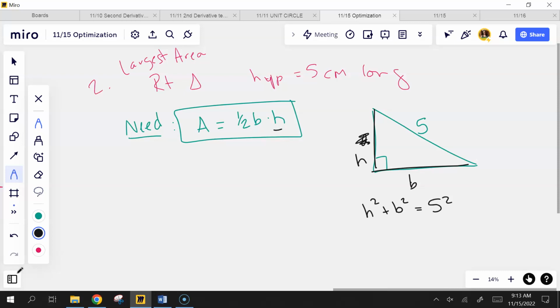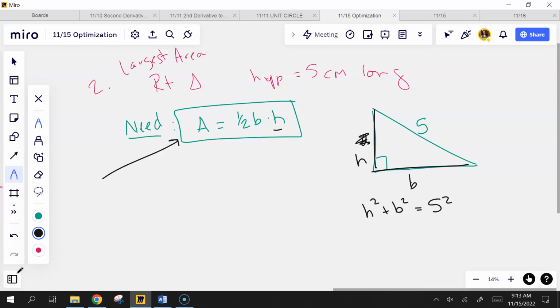Exactly. Are we all okay there? Now remember the goal. The goal was to get this equation that I'm trying to derive in just one variable. So now I've got another equation that relates those two variables. So what can I do? That's exactly right. Solve it for one of them and throw it back in there, right? And then we'll maximize.